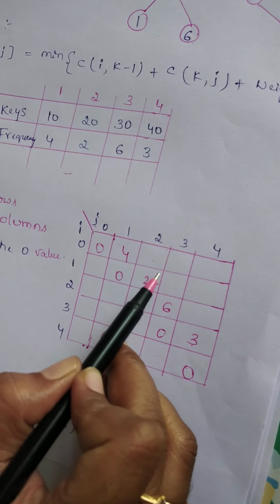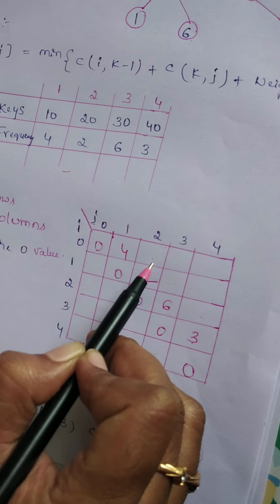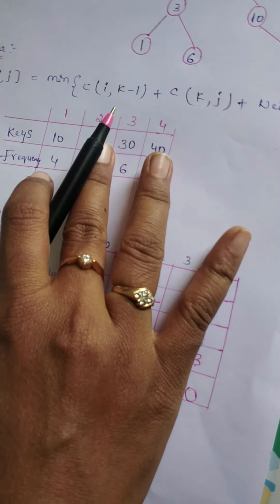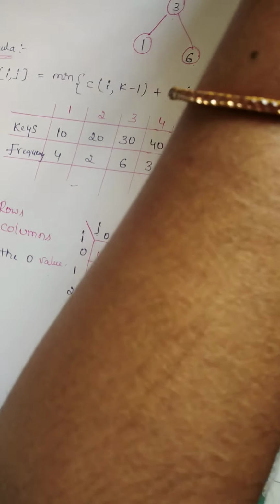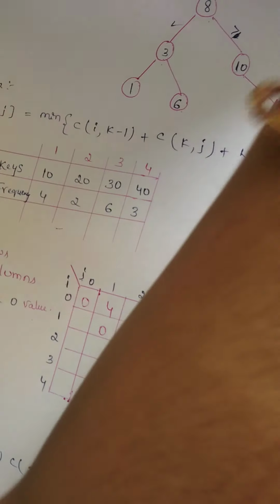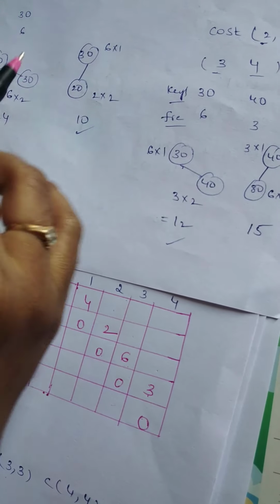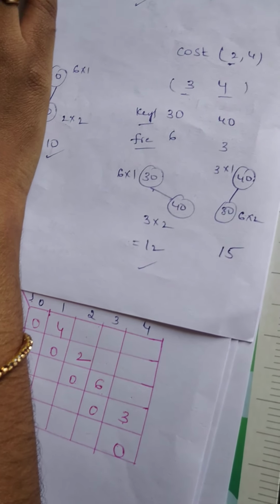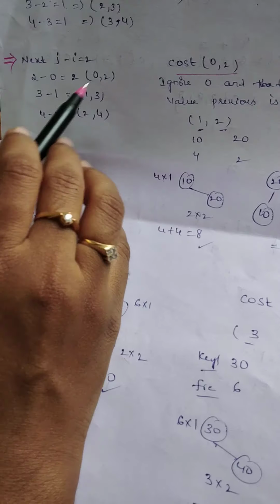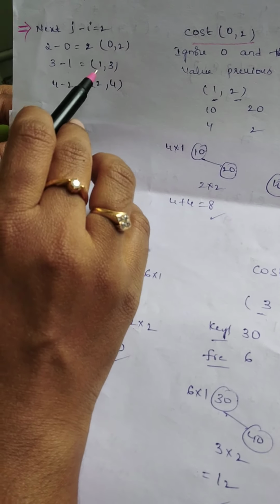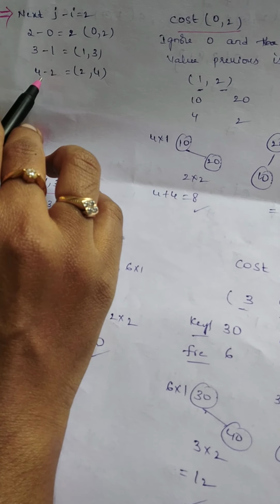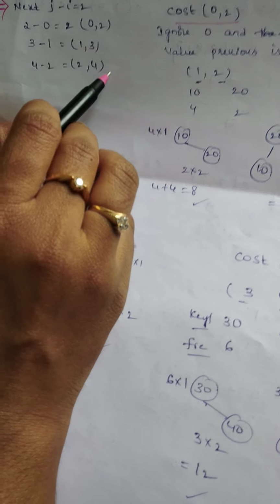Next we find these diagonals. Next find out j minus i equal to 2. j minus i equal to 2. 2 minus 0 we get 2, so 0, 2. Next 3 minus 1, 2, so 1, 3. Next 4 minus 2, 2, so 2, 4.